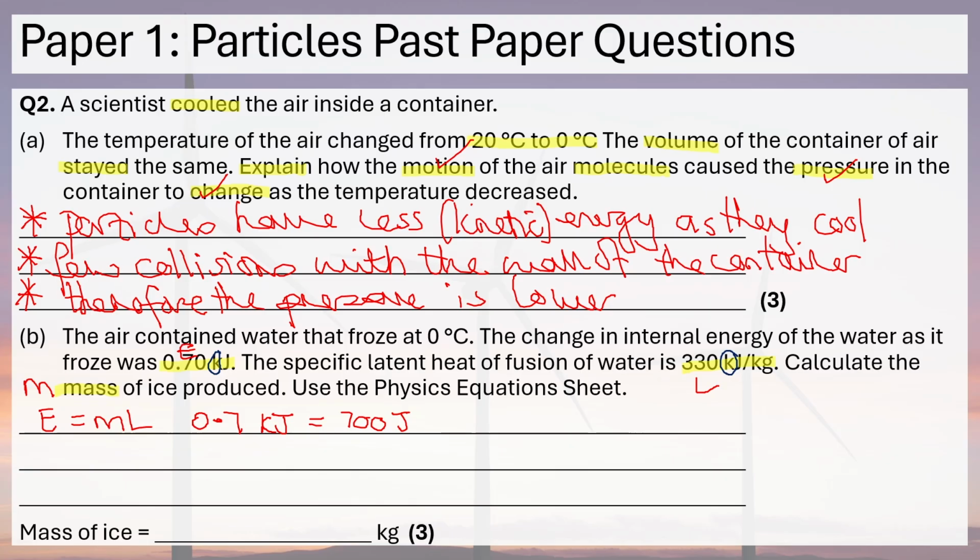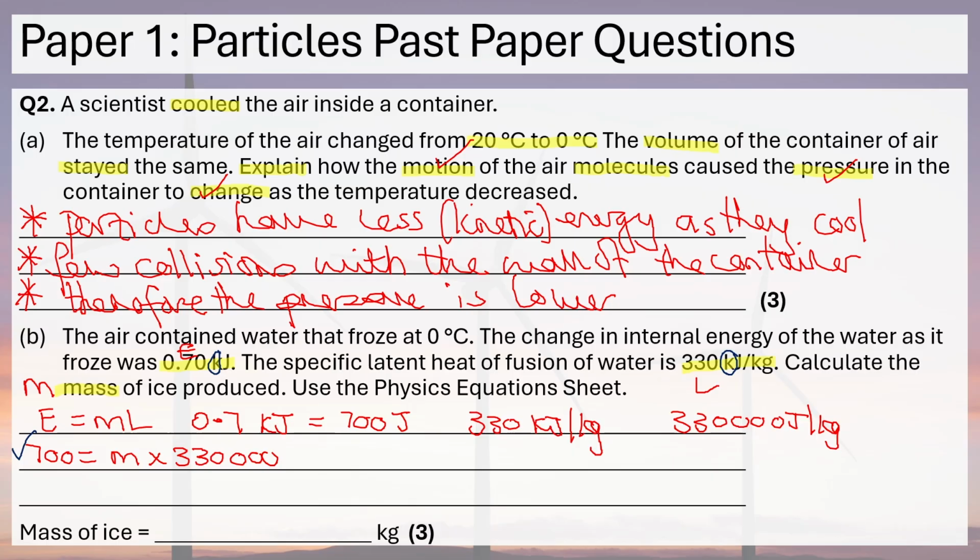I've also got 330 kilojoules per kilogram over here for my specific latent heat. So again, I need to convert to joules per kilogram. Kilo is large, so I'm going to multiply by 1,000 to get me 330,000 joules per kilogram. Let's put those numbers in. So I've now got 700 is equal to the mass, which I don't know, multiplied by my 330,000. So I'm going to get 1 mark for doing that because I've correctly substituted those numbers in.